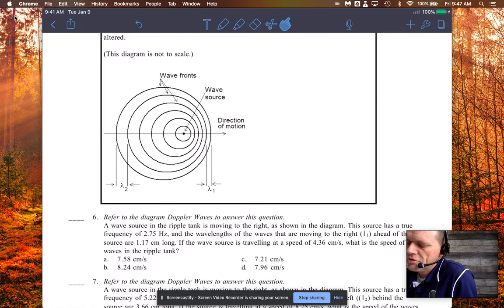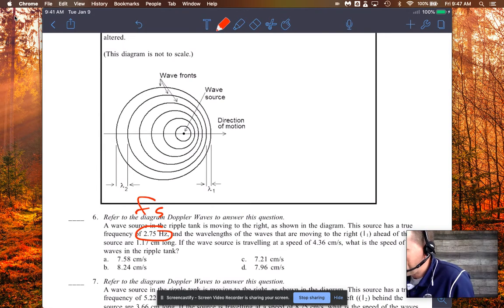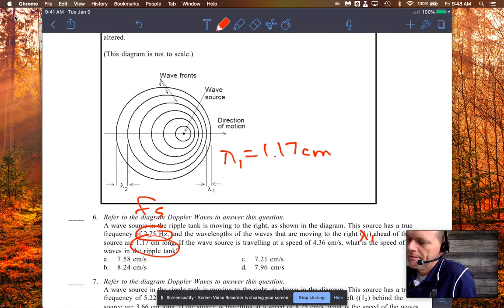The source has a true frequency of 2.75 hertz. So that would be Fs, the source frequency, okay, the true frequency. The wavelengths of the waves that are moving to the right, sorry, this should be wavelength 1, ahead of the source. They're 1.17 centimeters, okay? And the wave source is traveling at a speed of 4.36 centimeters per second, sorry. That is Vs. And then it says, what is the speed of the waves? VW.